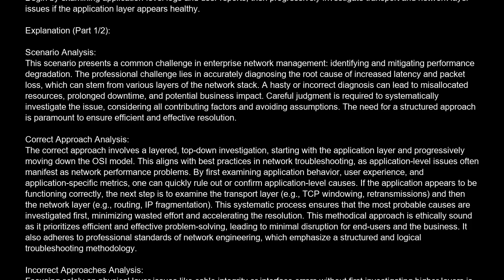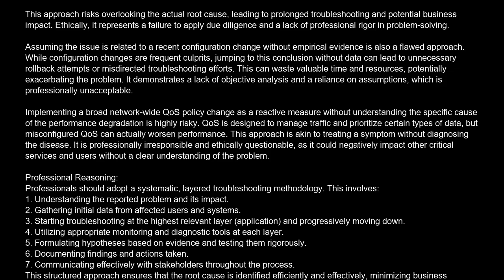Focusing solely on physical layer issues like cable integrity or interface errors without first investigating higher layers is an inefficient and often incorrect approach. While physical layer problems can cause performance issues, they are typically less common than configuration or application-level problems. This approach risks overlooking the actual root cause, leading to prolonged troubleshooting and potential business impact. Ethically, it represents a failure to apply due diligence and a lack of professional rigor in problem solving.